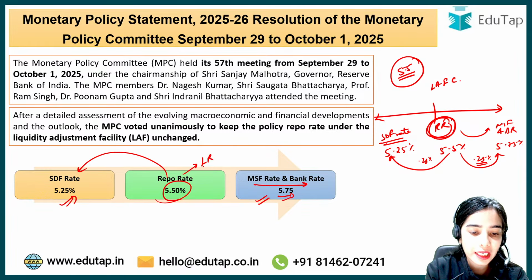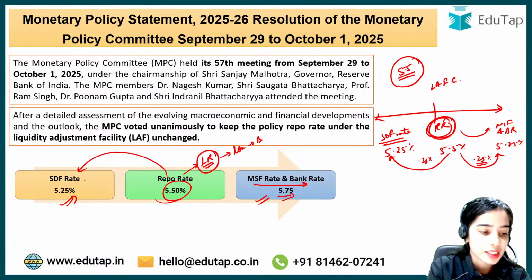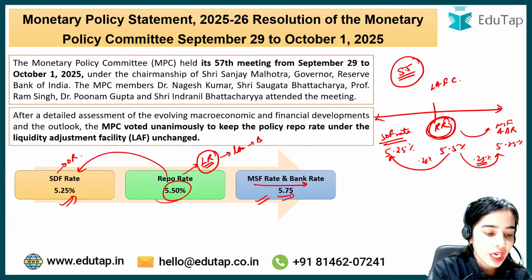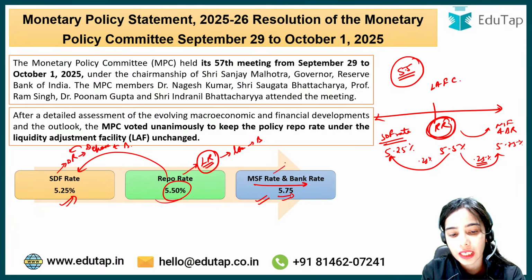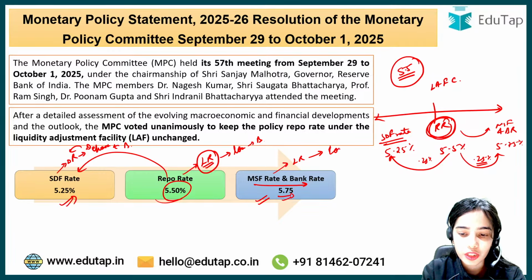Repo rate is the lending rate of RBI at which RBI provides loans to the banks. SDF rate is the deposit rate of the RBI at which RBI takes the deposits of the banks. RBI takes the deposits of the banks, okay. MSF rate is also a lending rate at which the RBI lends to the banks.